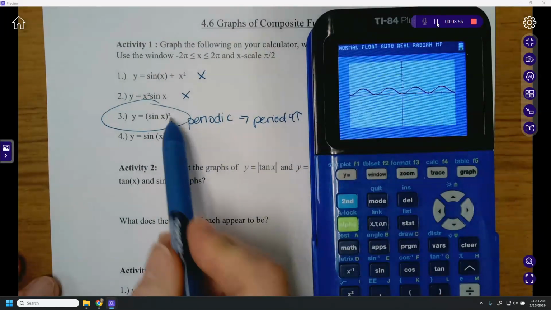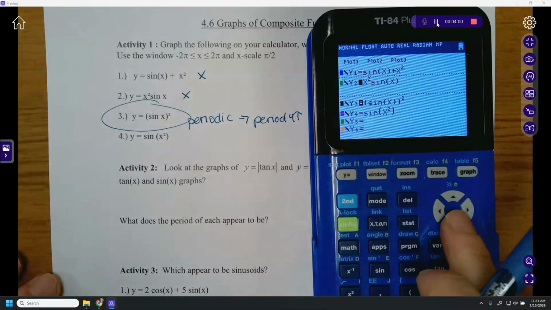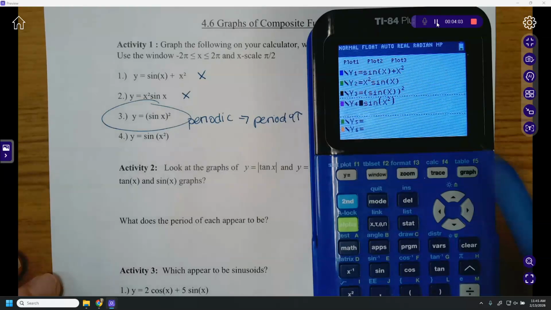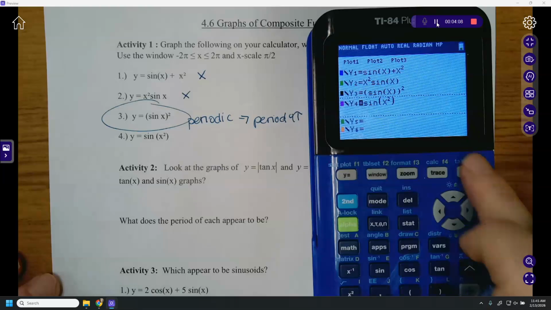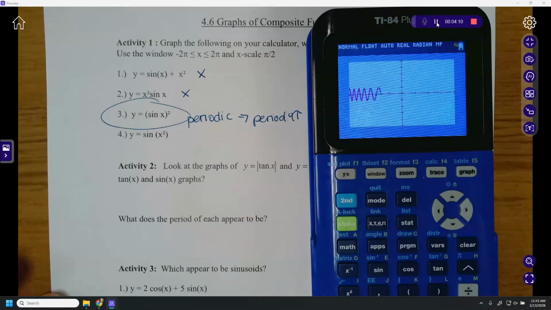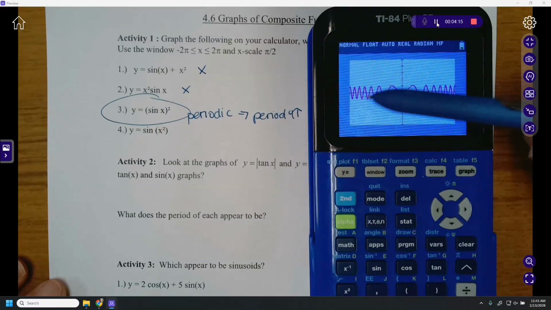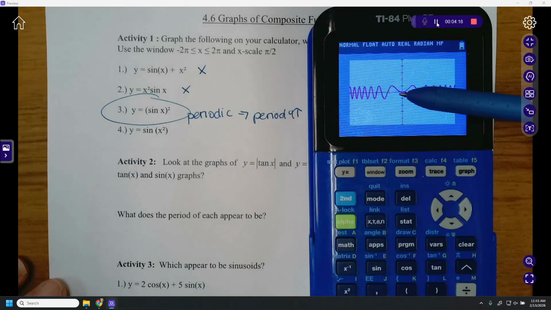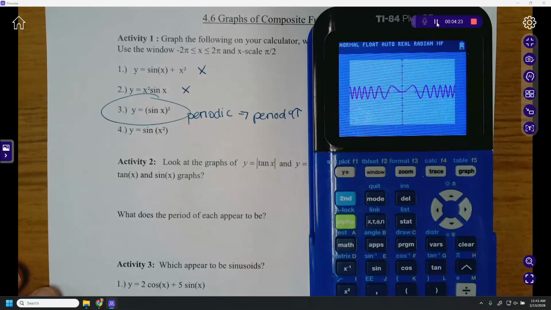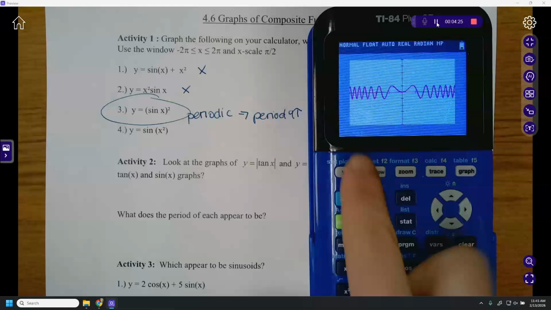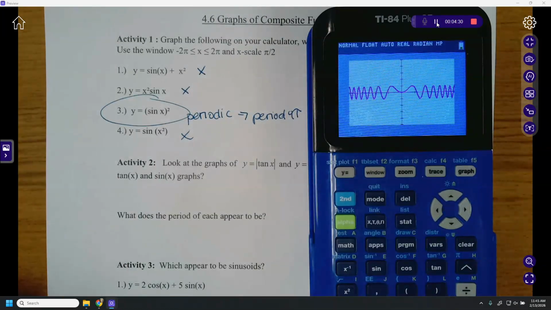The difference between this and this is where the squared is. So on the last one, when we put the squared inside, that means we're squaring x first, then taking the sine. At first, it looks like it might be periodic. Again, cool pattern. But if it were periodic, it would have to have, like here, started over again and done the same thing from left to right. Okay, so just looking at what appears to be periodic is one of the things you'll be asked to do today with a picture of a graph.